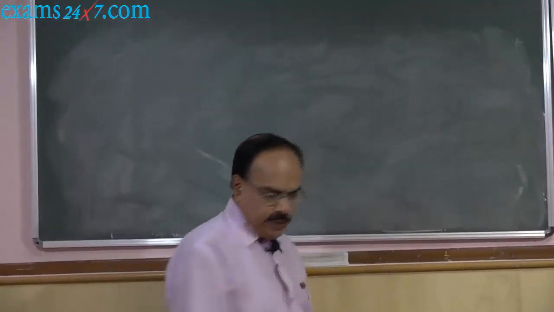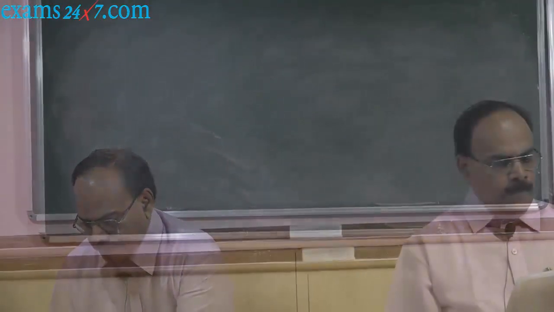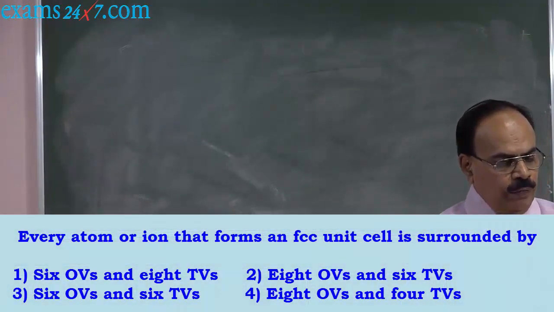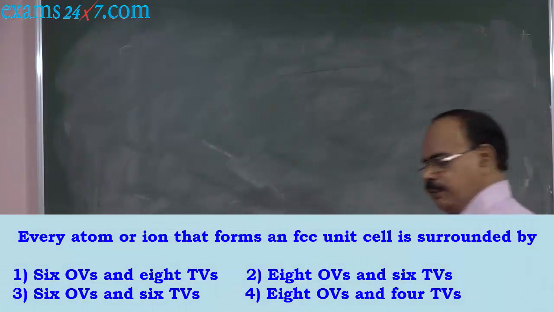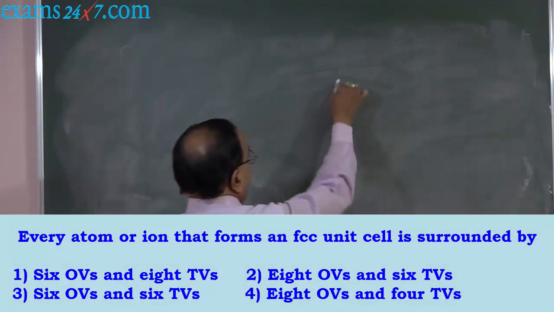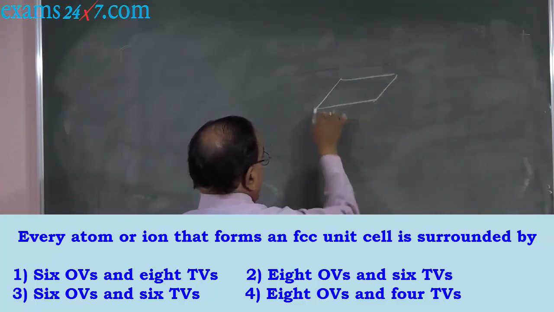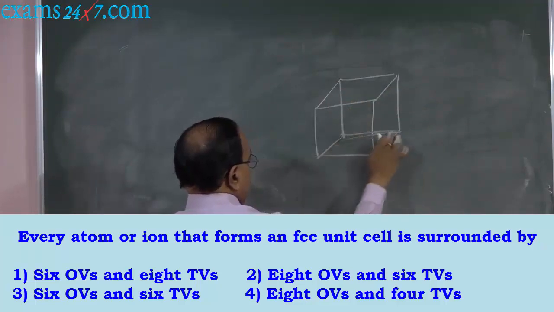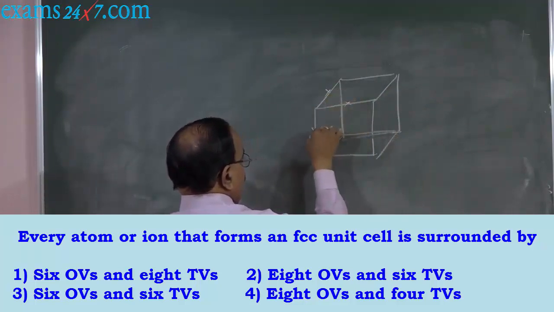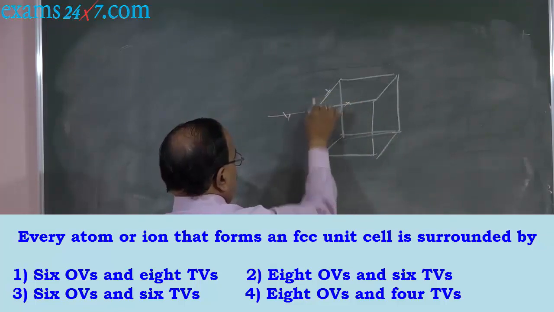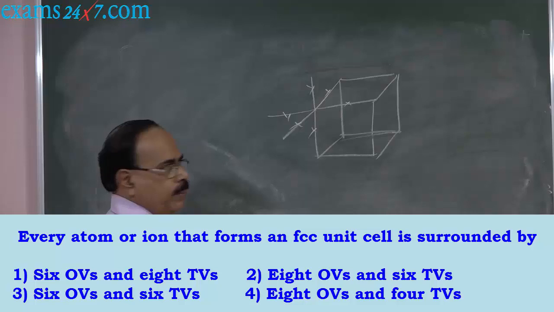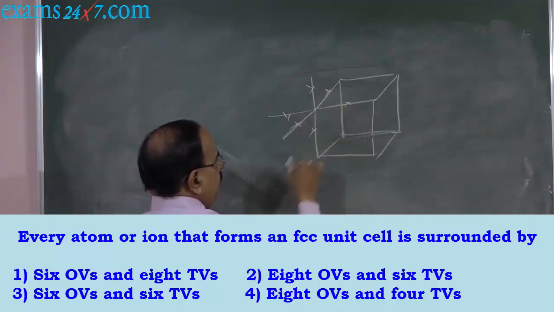Now, with this much information, we will come back to the problem. So every atom or ion that forms, already I explained in case of tetrahedron void. So a corner particle is surrounded by how many octahedron voids? 6 octahedron voids. 3 octahedron voids of the same unit cell and 3 more octahedron voids of the neighboring unit cells. So totally 6. So the geometry is going to be octahedron.